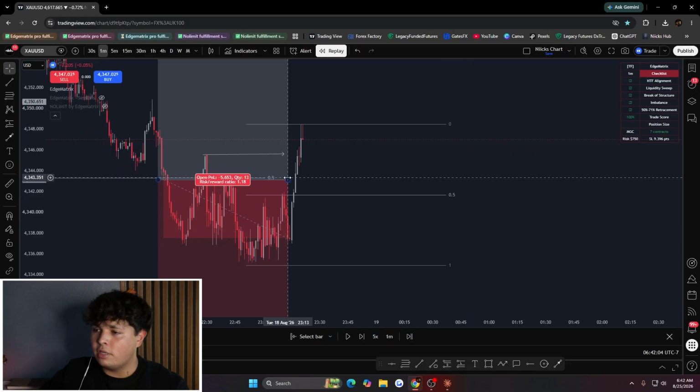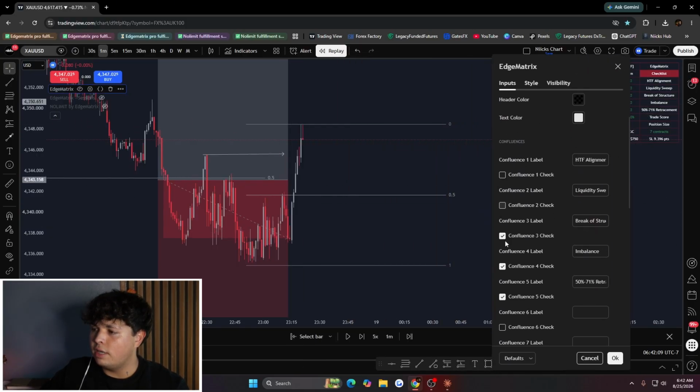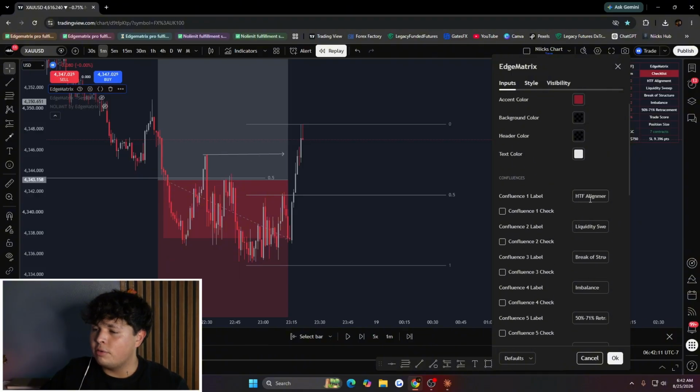We mark up the fib, and we can actually even break down here the tool to identify, okay, do we have higher time frame alignment? Yes, the 1 minute's bullish, and we're talking the 5 minute equilibrium. Do we have liquidity sweep? Yes, we swept these lows right here. Do we have break of structure? Yes. Do we have imbalance? Yes, we do. And we're just waiting for the 50 to 71% retracement.